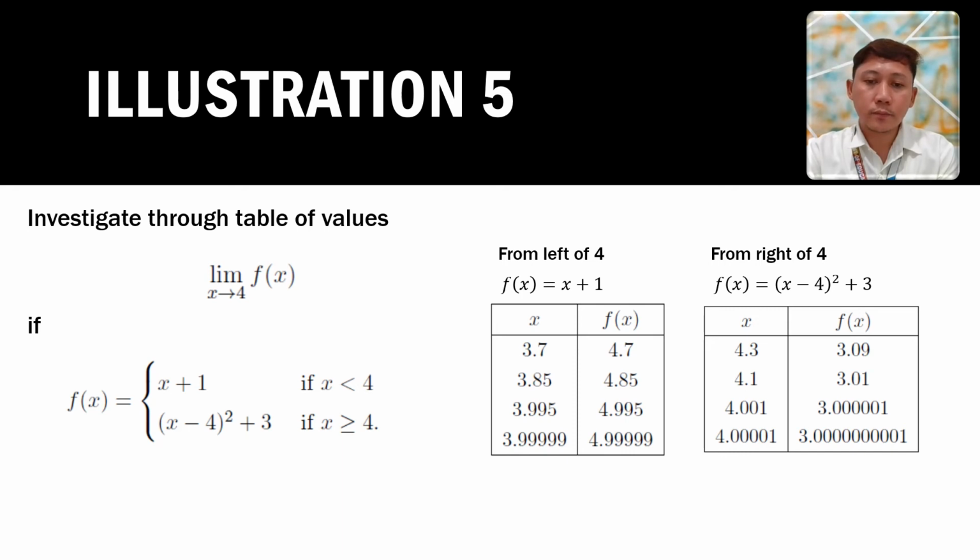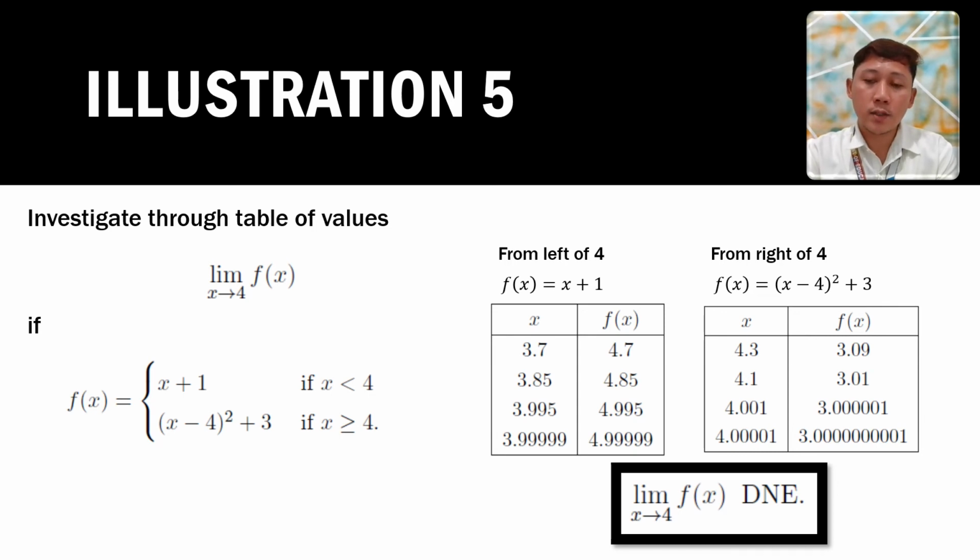As you can see, the values of f of x are approaching different values. Here it is approaching 5 and here it is approaching 3. So therefore, they are not equal. They are not approaching the same value. So it means that the limit of the function does not exist, or the limit of the function as x approaches 4 is DNE. DNE means does not exist.